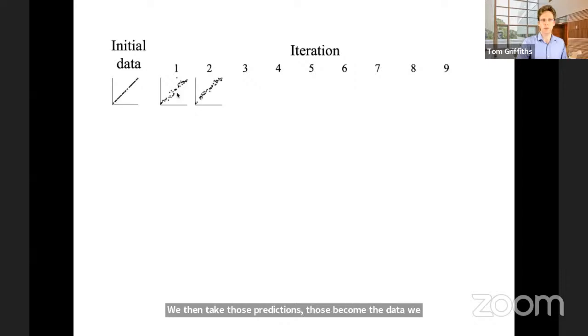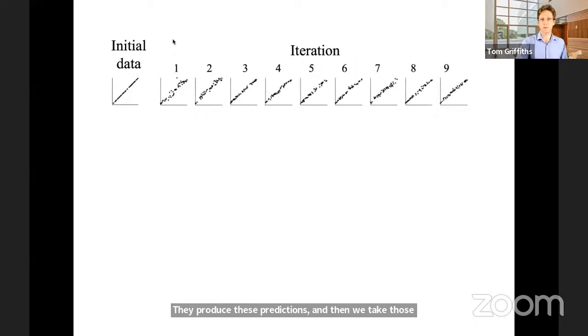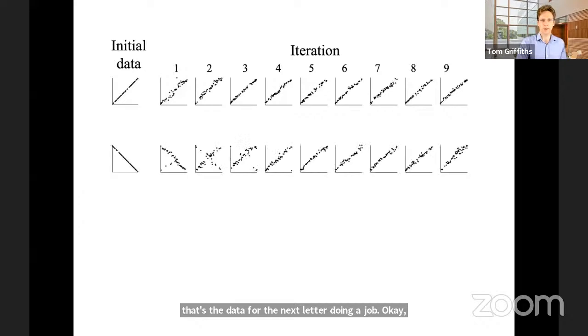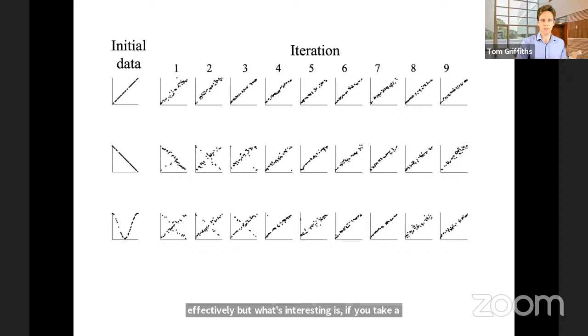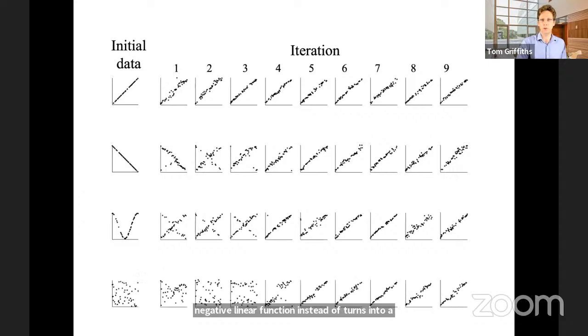They produce these predictions, and then we take those as the data for the next learner. They're doing a job, so this linear function gets transmitted effectively. But what's interesting is if you take a negative linear function, it turns into a positive linear function. In fact, it doesn't matter too much what you give people, you get this positive linear function out. What this shows is, consistent with our predictions, that this positive linear function is easier to learn than these other kinds of functions. It's the thing that people have an inductive bias towards.